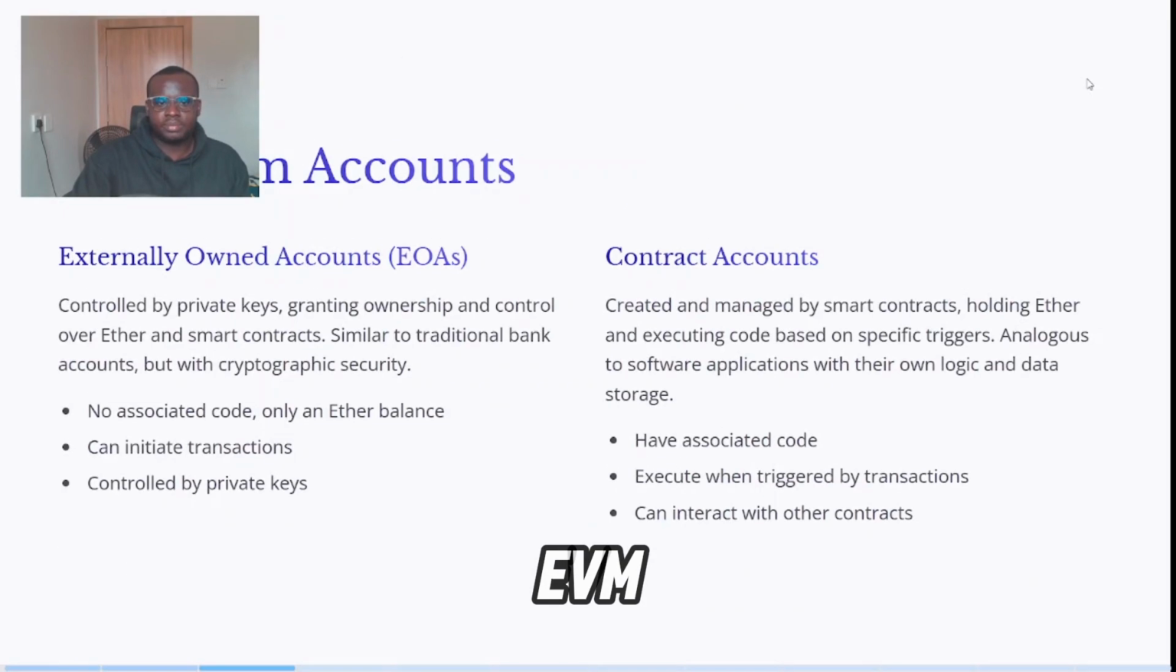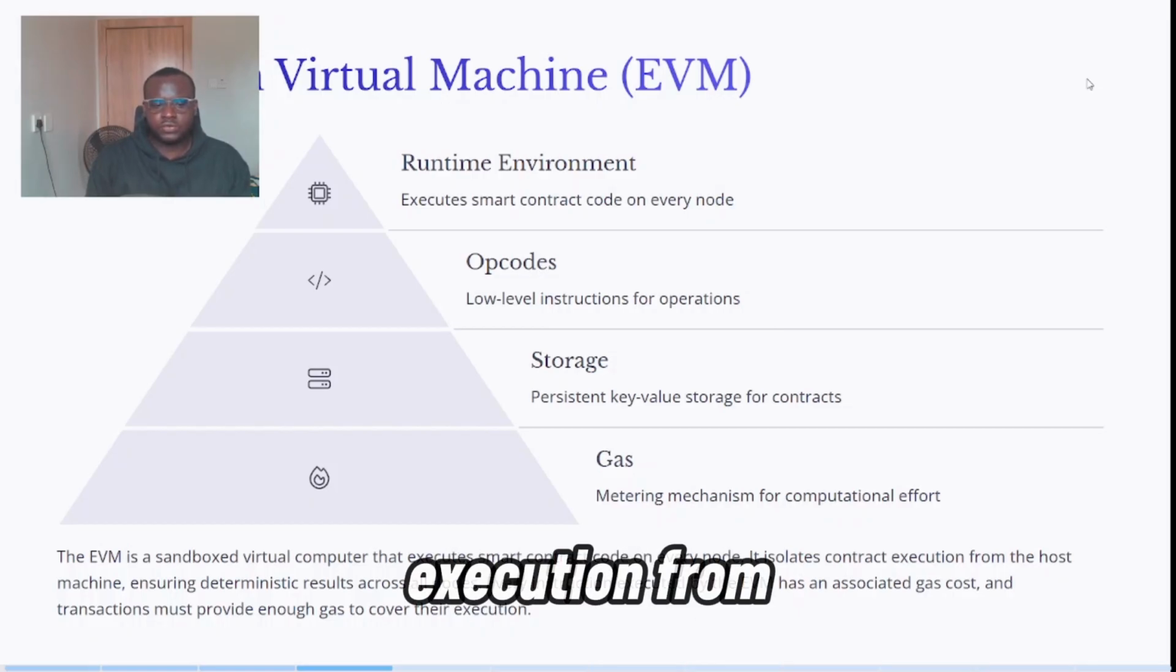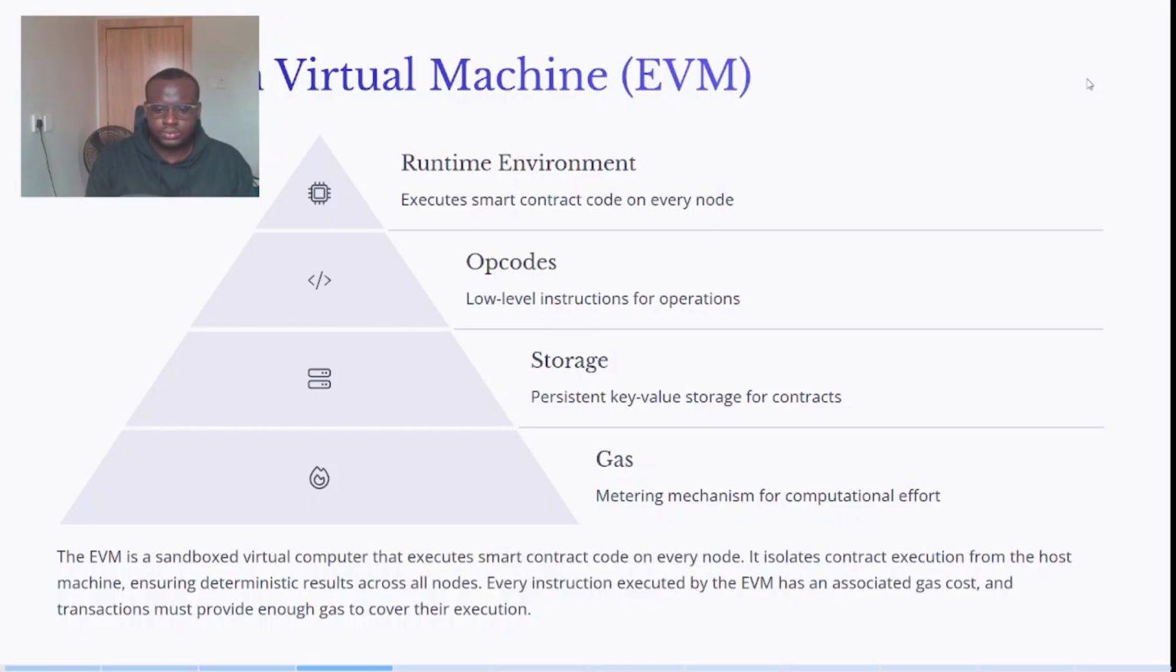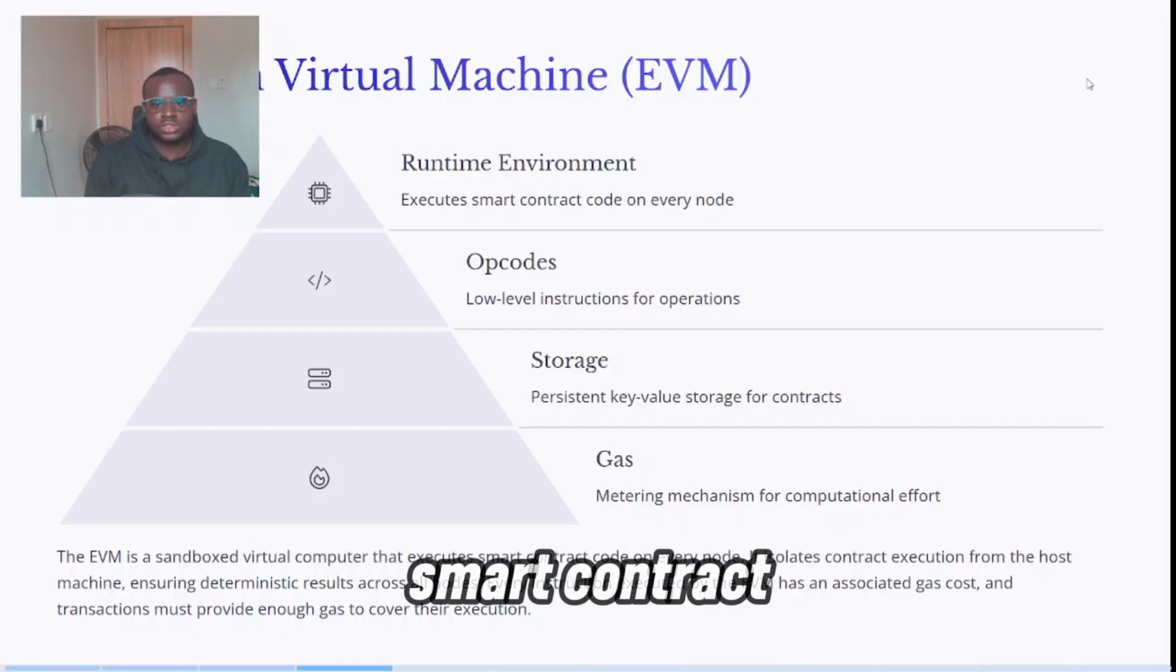So we have the EVM. The EVM is a virtual computer that executes smart contract code on every node. It does this by isolating the contract execution from the host machine. Each execution of a smart contract by the EVM has a gas cost, and whoever is interacting with the EVM must provide enough gas to cover this execution, whether it be deploying or interacting with the smart contract.